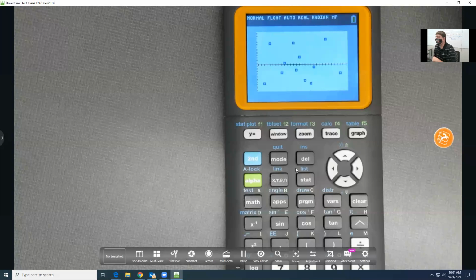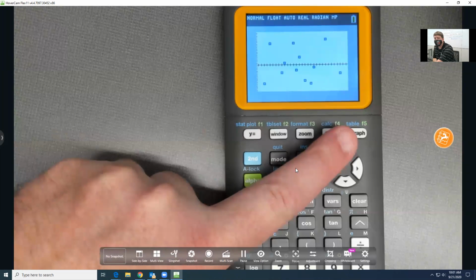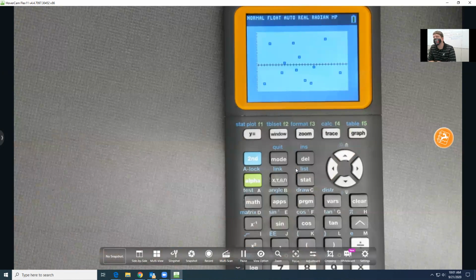Now, do we see a pattern here? So after you get it put in there, you hit graph, and then if you need to, hit zoom number 9. Do we see a pattern? I don't see a pattern. It looks like a bunch of random dots all over the screen.